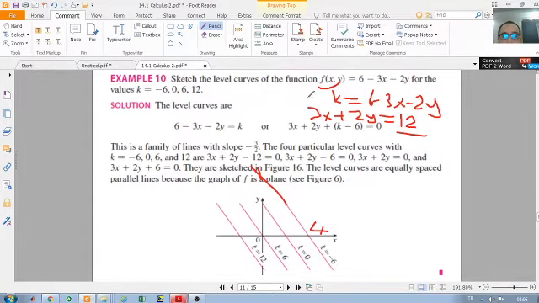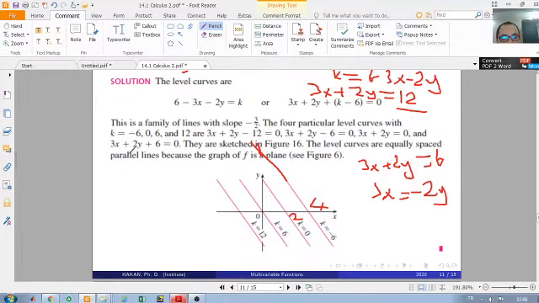Similarly, when we write 0 for k, we obtain 3x plus 2y is equal to 6. When we write 0 for y, we get x is equal to 2. And similarly, when we write 6 for k, we obtain 3x is equal to minus 2y, which is a line passing through the origin. And when we write 12, we obtain 3x plus 2y plus 6 will be this line, and so on.